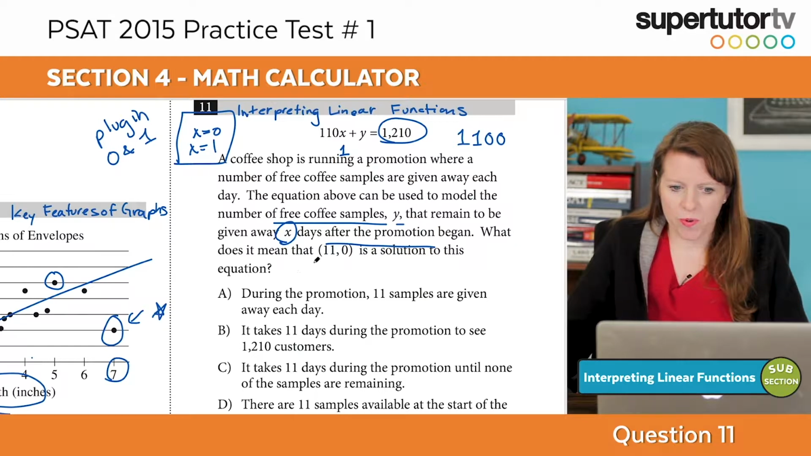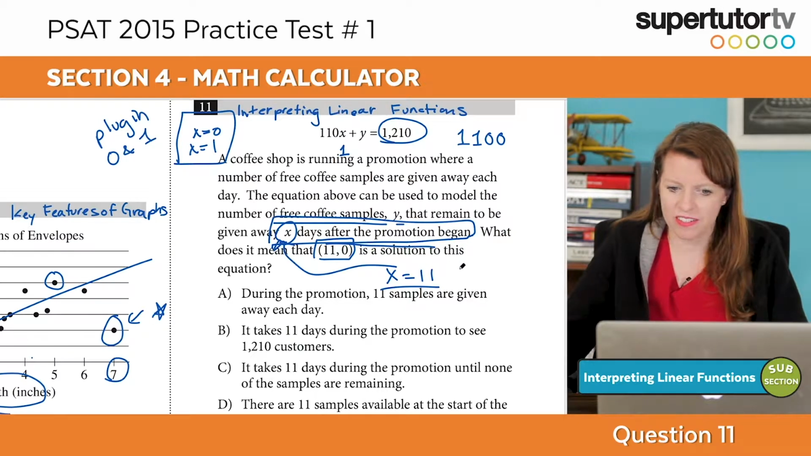X days after the promotion. What does it mean that 11, 0 is a solution to this equation? That means when X equals 11, that means 11 days after the promotion began, because I have this right now. So this means 11 days after the promotion began. Do you see how easy this is? This is not hard.